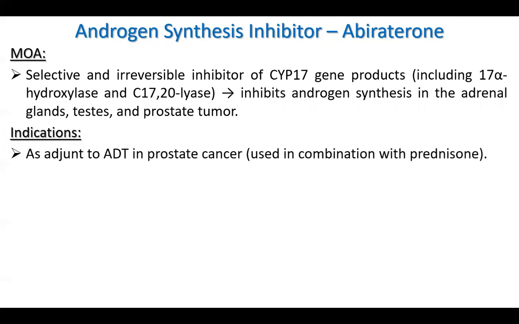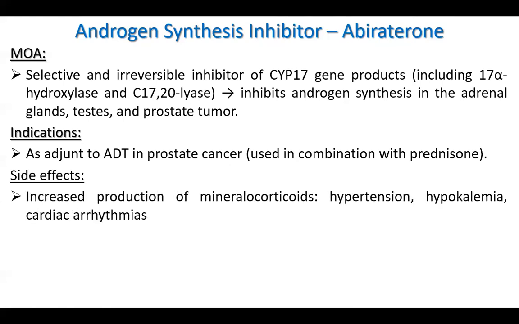Okay. Again, it's used as an adjunct to androgen deprivation therapy. There were two names that we did in the beginning, leuprolide and degarelix. So adjunct to that. And it's used in combination with prednisone because you see it's inhibiting some other enzymes in the adrenal gland as well. So it decreases the glucocorticoids. So you have to use it in combination with prednisone. And it also increases the mineralocorticoids, so it can lead to hypertension and hypokalemia and cardiac arrest.